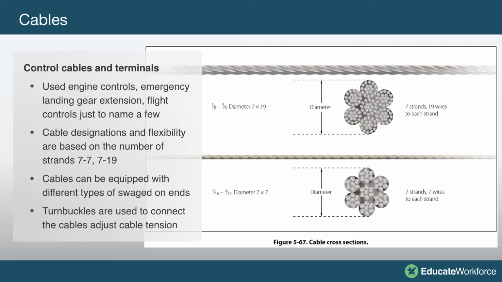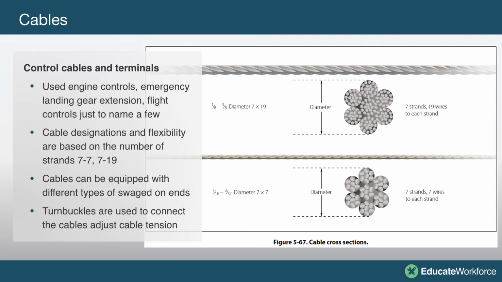And then in the top one, there's 19 wires in each strand, and there's 7 strands in that one. So the wires are a little bit smaller, which makes it a little more flexible. The 7x7 is the same thing, 7 strands and 7 wires to each strand.